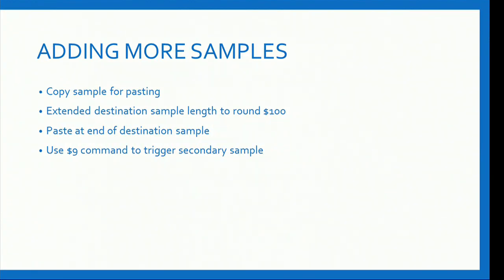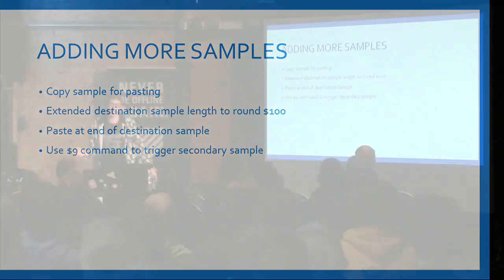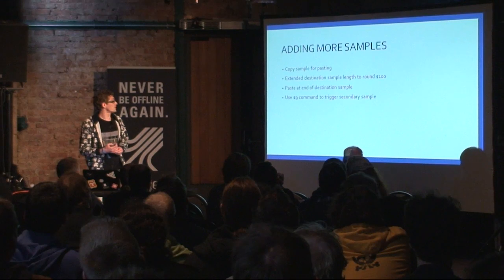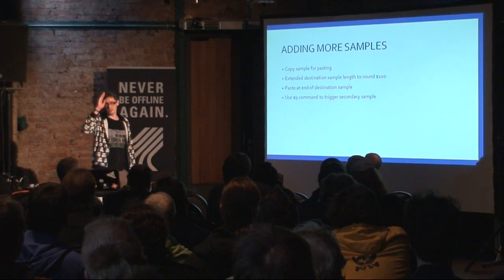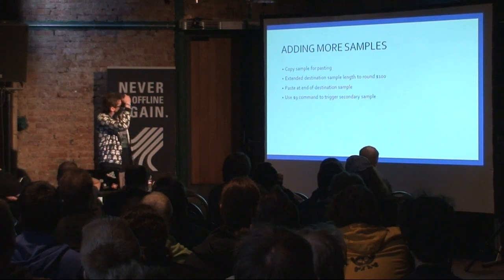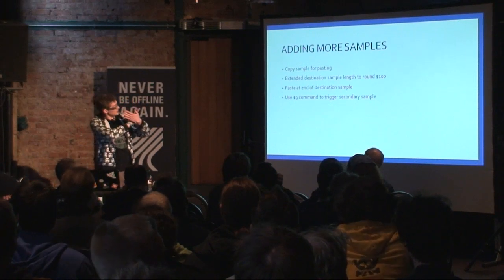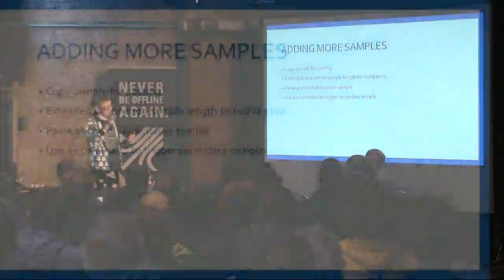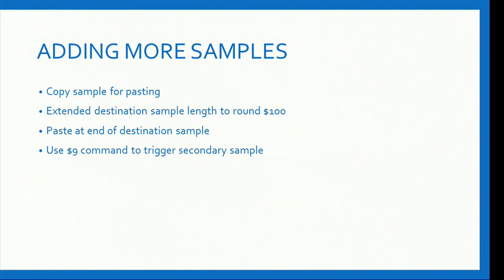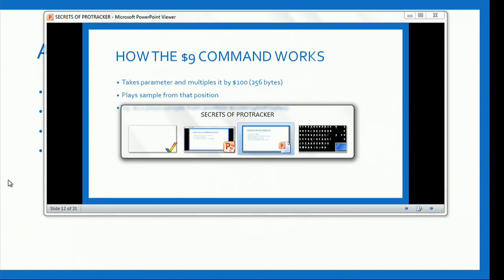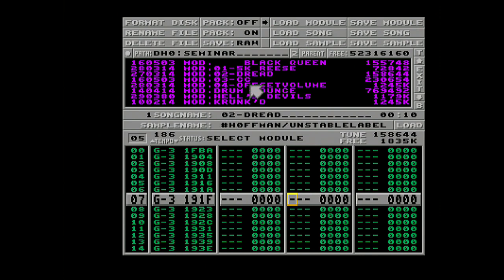So adding more samples. Obviously you've got only 31 samples. You do tend to run out of those pretty quickly if you're writing a big tune. So you can use the 9 command to hide additional samples behind the samples you've already got. So what you do is you copy the sample for pasting, you extend out your destination sample to a nice round number, and then you paste it at the end, and then you use the 9 command to trigger the second sample. The first time I saw this was in one of the most popular mods of all time, which is this.